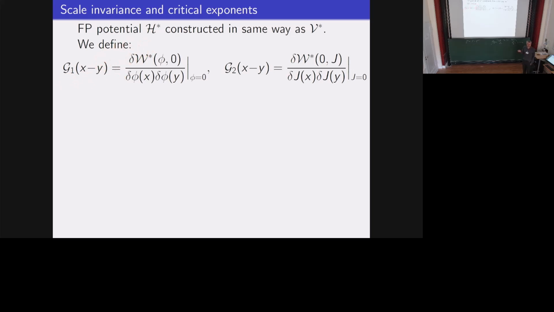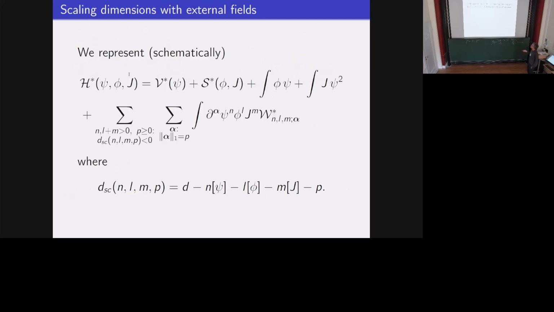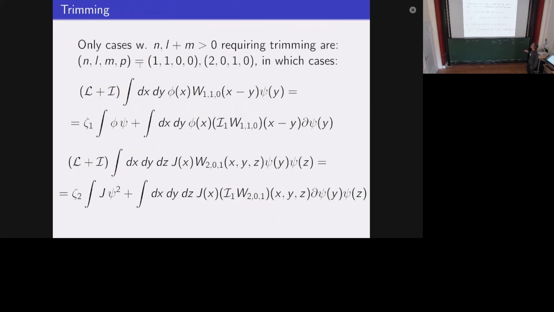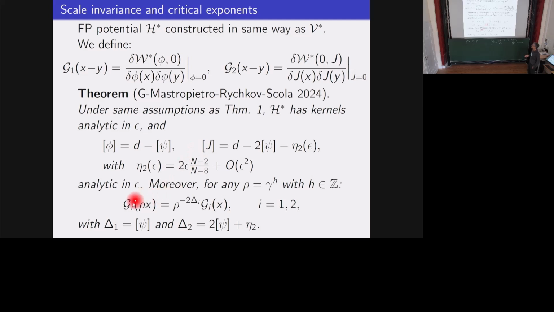So once again, the procedure is that I define a functional integral in the presence of external fields, whose action is the fixed point potential constructed above, plus these couplings, plus irrelevant terms fixed in such a way that the whole thing is a fixed point potential of our renormalization group. And correlation functions are by definition given by the functional derivatives of this generating function. If we do so, what we prove is that these response functions are exactly scale invariant with explicit scaling dimension.